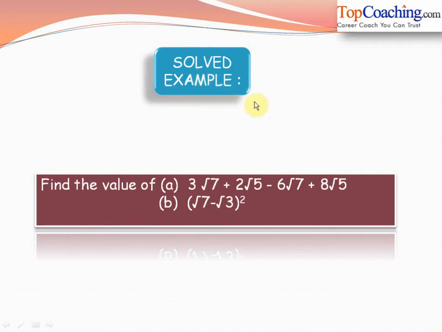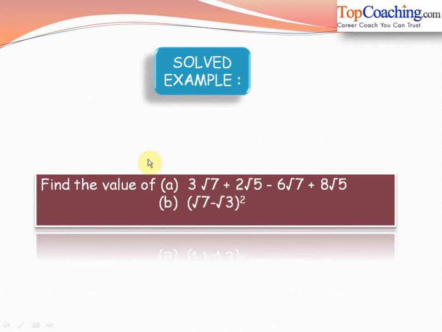Let's try to solve one more example. Find the value of, first part is 3 root 7 plus 2 root 5 minus 6 root 7 plus 8 root 5. And part B is under root of 7 minus under root of 3 whole square.